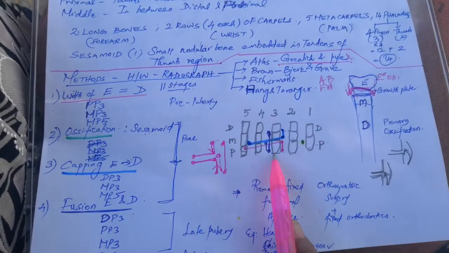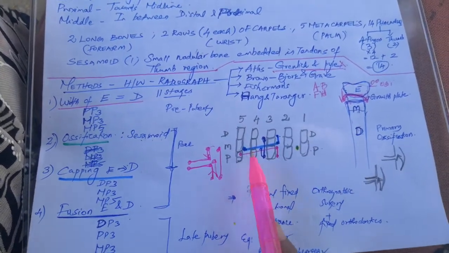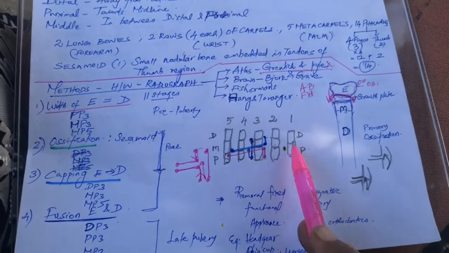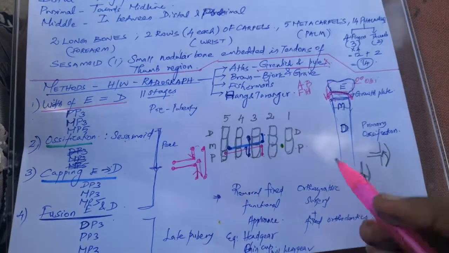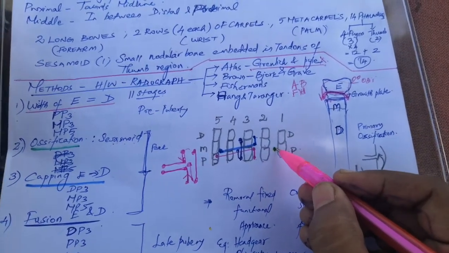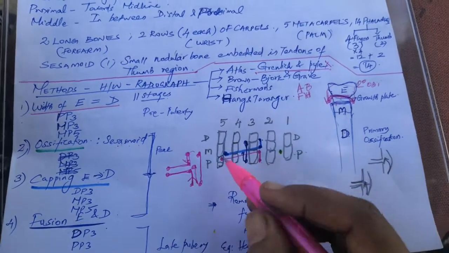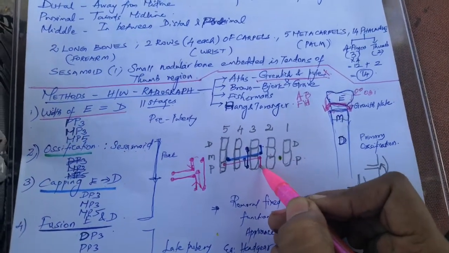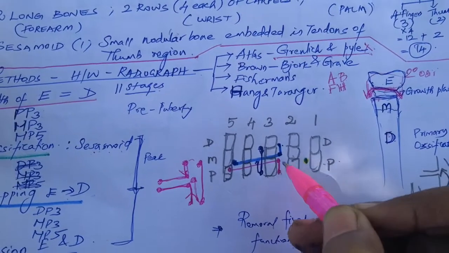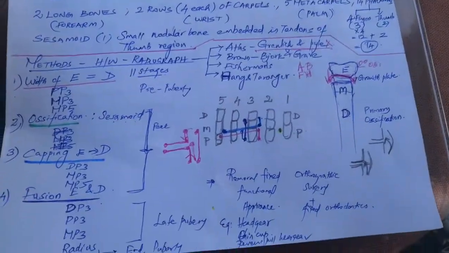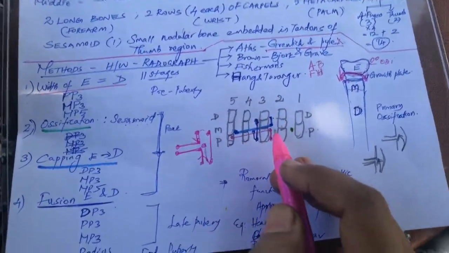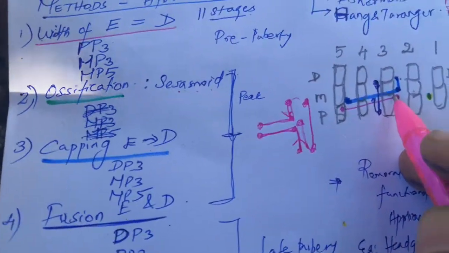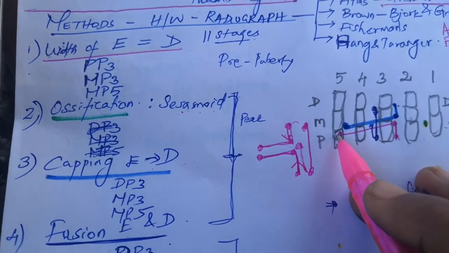Consider this as 5 fingers: the small finger, ring finger, middle finger, index finger, and the thumb. The thumb has only 2 phalanges; all the rest have 3 phalanges. This is a sesamoid bone in the tendon of the thumb. First, where we started here, this is the proximal phalange of the third finger, and then there will be the middle phalange of the third finger. This is the middle phalange of the fifth finger.